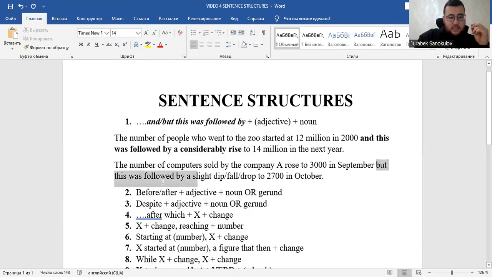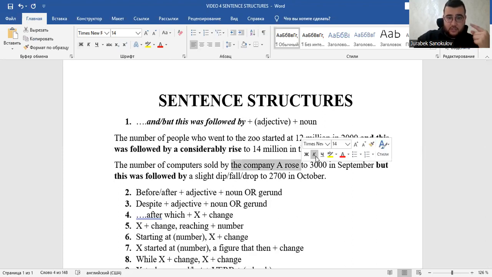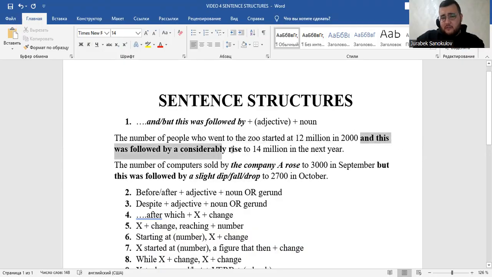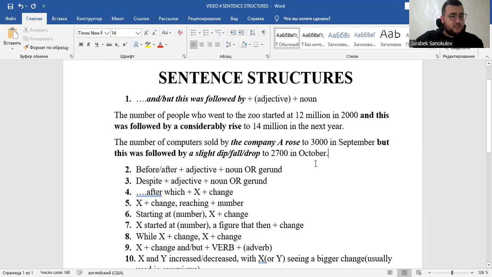So if you pay attention, I used "but, this was followed by" because I'm describing two contrasting changes. I said the number of computers sold by a company rose. That's the first change. And here we have the contrasting change, a slight dip, slight fall. So that's why I used "but this was followed by". But if you use it at the beginning of your paragraphs, you can use "and this was followed by". So that's the first sentence structure. And that's a very effective sentence structure in my opinion.